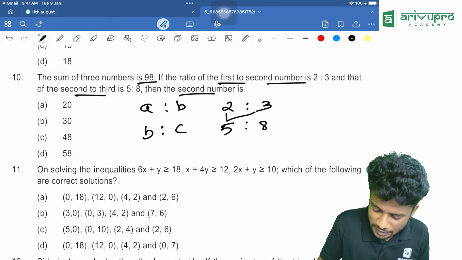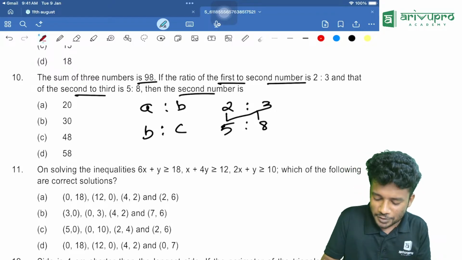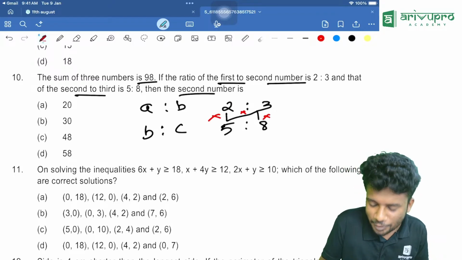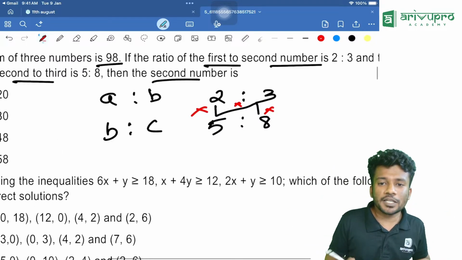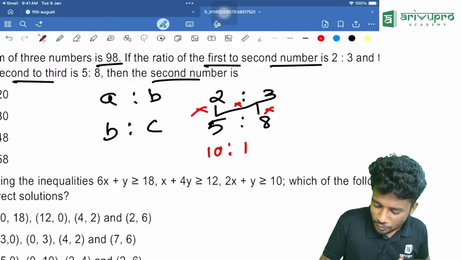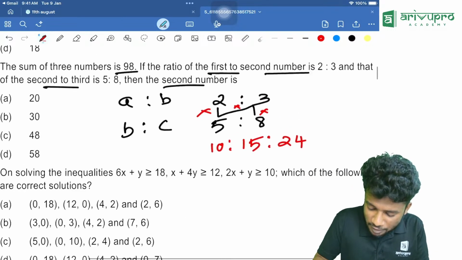Now first we will find the continued ratio. You remember, if you watch the marathon, you will remember this. So for the continued ratio, we use mirror n. I told you my name is Nithin, so we will use mirror n over there. So 2 into 5 is 10, 3 into 5 is 15, 3 into 8 is 24.